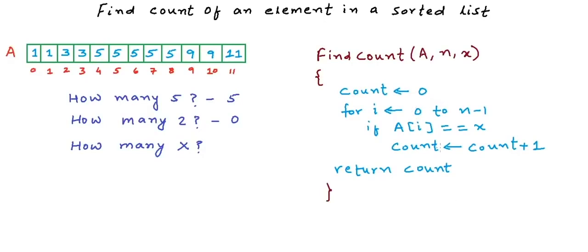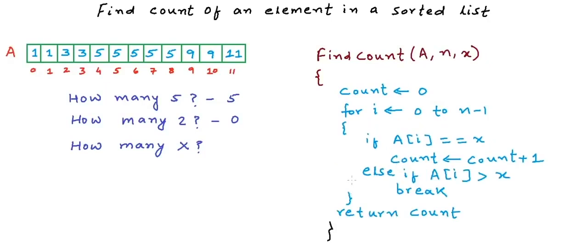We could optimize this algorithm a little bit, something like this. Because the array is sorted, once we reach a stage when A[i] becomes greater than x, we can stop counting. But still, in the worst case, this loop will run n times. When all the elements in the array are same, then this loop will run n times. So in the worst case, the running time of this algorithm is proportional to n. In other words, the time complexity is big O of n.